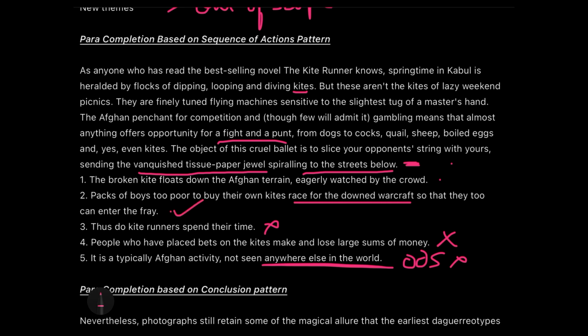Yes, it is. But just to confirm our answer, I'll also check option number 1 and try to eliminate it. The option 1 says the broken kite floats down the Afghan terrain, eagerly watched by the crowd. All right, so here also we are talking about the kite falling down, but this is not my next action, because the action done with the kite is already mentioned in the second line. So if I compare 1 and 2, I will be sticking to 2, because 2 completes the entire sense of the paragraph. And that was all about this question.